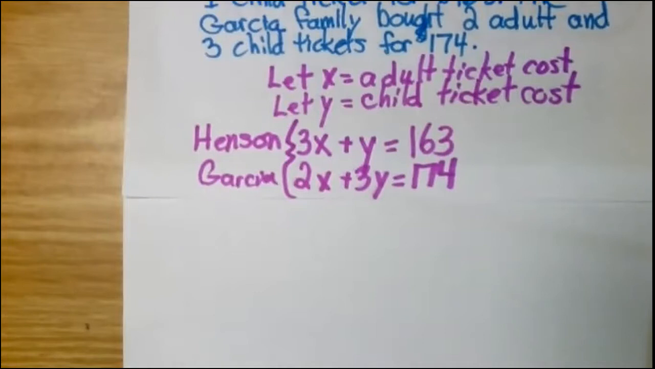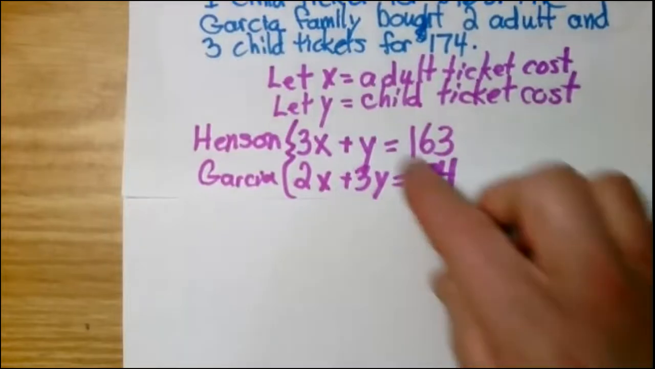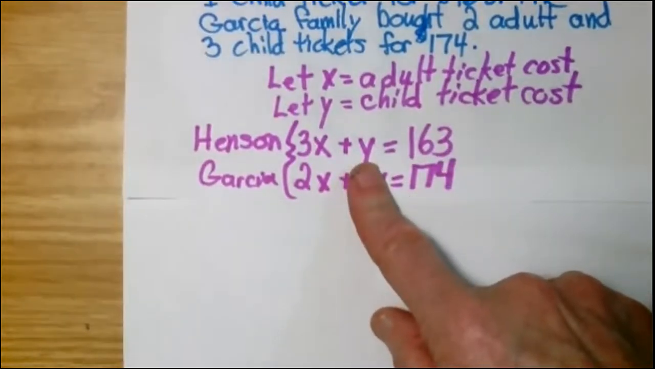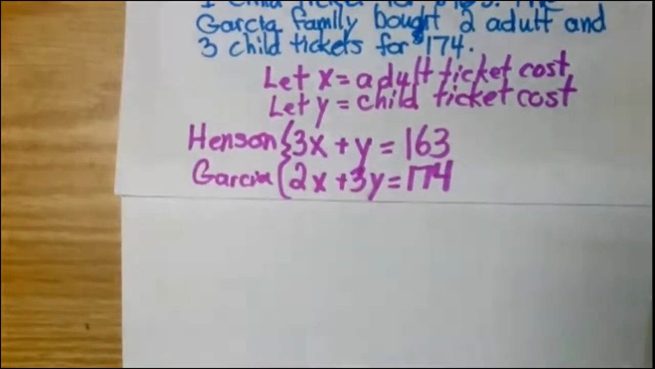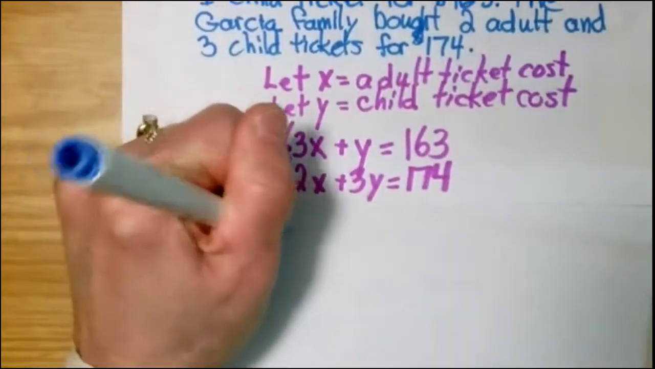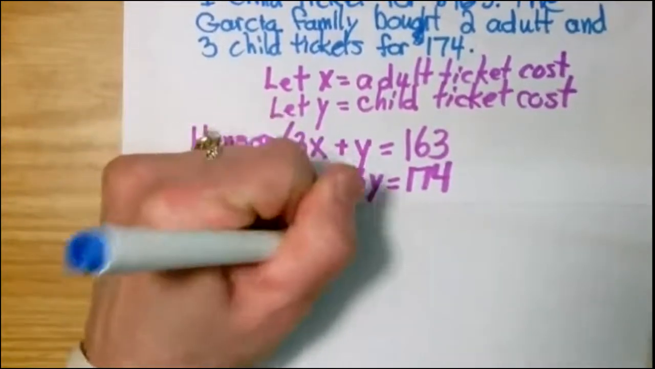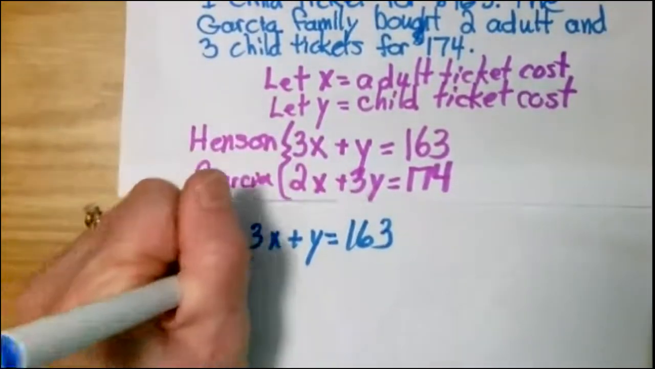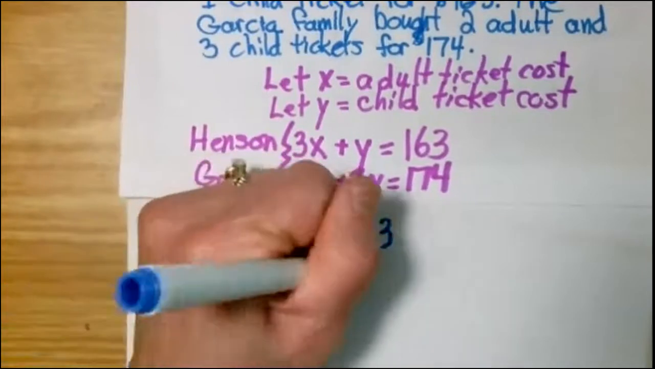So we have to get one of them with a y by itself, y equals mx plus b format. They're both in standard form. This one doesn't have a number in front of it, a coefficient in front of it. So that's going to end up being my one that I'm going to manipulate into y equals mx plus b. So we're going to take 3x plus y equals 163. And we're going to have y by itself, so we're going to subtract 3x from both sides.